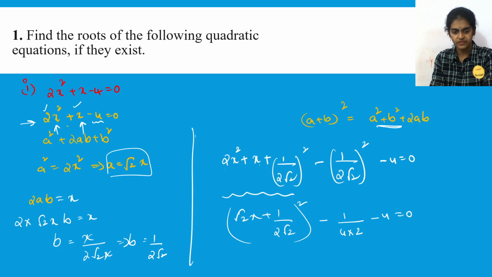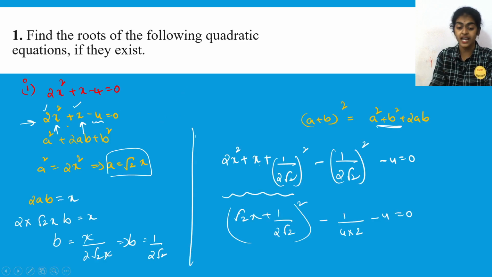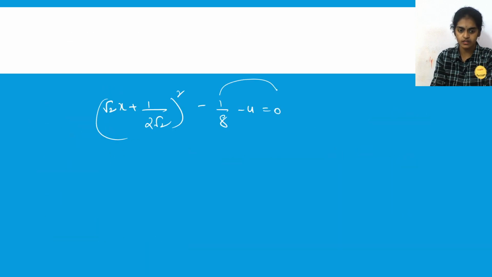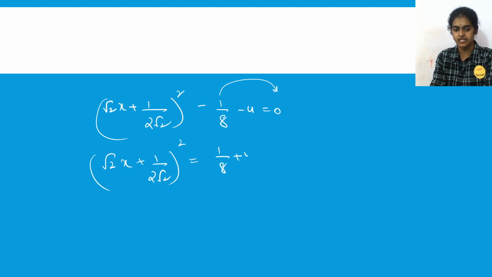The same thing I can write as root 2x plus 1 by 2 root 2 whole square. And what do we have here? Minus 1 by 8 minus 4 equal to 0. Now let me send these two terms to the other side. So I'll have root 2x plus 1 by 2 root 2 whole square is equal to 1 by 8 plus 4. Taking LCM, I'll have 1 plus 32 by 8, which is nothing but 33 by 8.